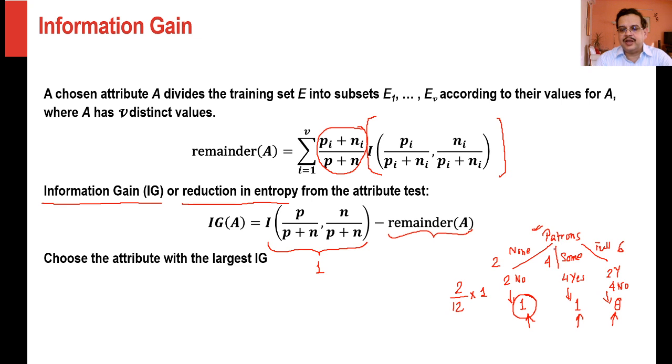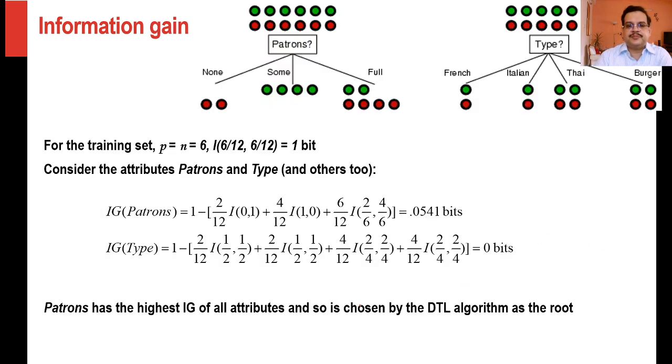Then here I had 4 samples which went down this way, so this one will be 4 by 12 into 1, and here I had 6 samples, so it will be 6 by 12 into theta, where theta is the entropy corresponding to 2 yeses and 4 no's. Okay, so that is how we compute the information gain, and then we choose the attribute with the largest information gain. So let's look at it here.